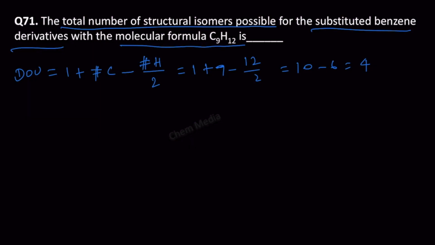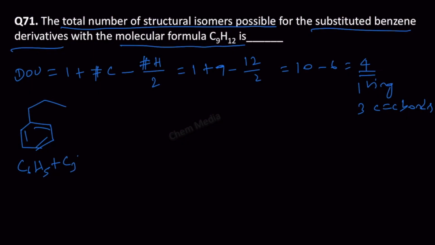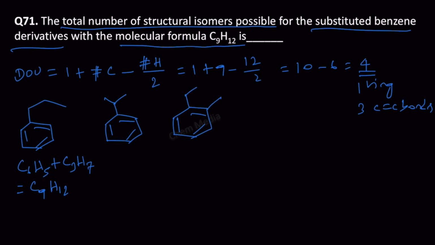Since they said substituted benzene derivatives, so let us write the benzene derivatives. Benzene has a ring and 3 double bonds. So, together it accounts for 4. Let us put a propyl group, that would become one isomer because this is C6H5 plus C3H7. So, together it becomes C9H12. We can also write another isomer, that is putting an isopropyl group. So, that is isomer 2 and then let us put an ethyl group and a methyl group. So, that is one isomer.